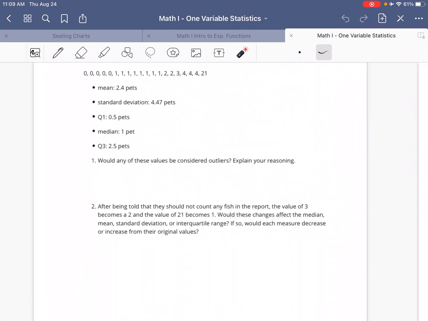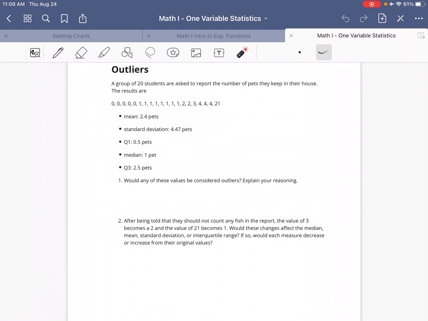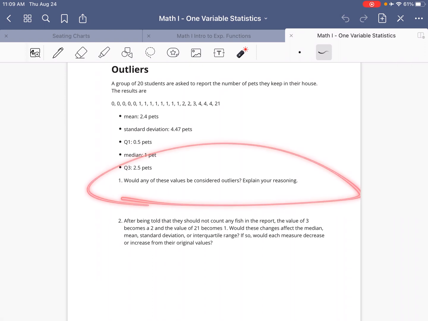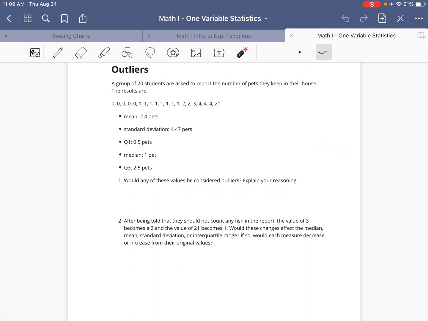When we take a look at this, we already know the mean, we know the standard deviation, we know Q1, the median, and Q3. What you need to do is find out if any of those values could be considered outliers. Explain your reasoning. Show me mathematically how you know it's an outlier. Find the IQR. Multiply it by 1.5. Add that number to Q3. Anything bigger than that, it's an outlier. Subtract that number from Q1. Anything less than that, it's an outlier.